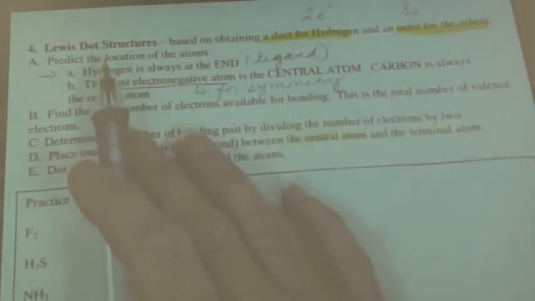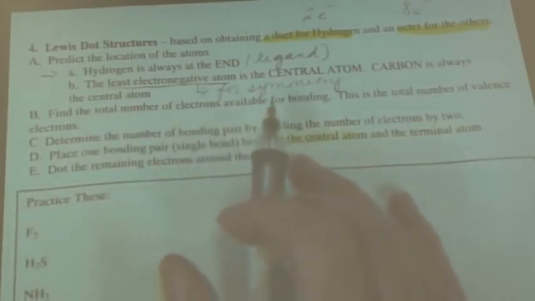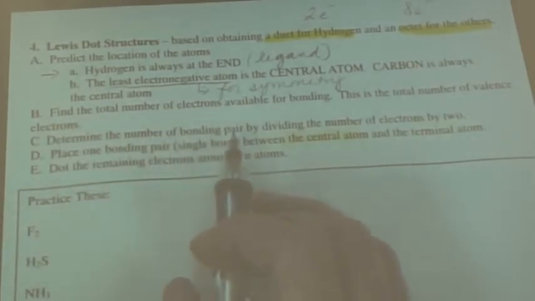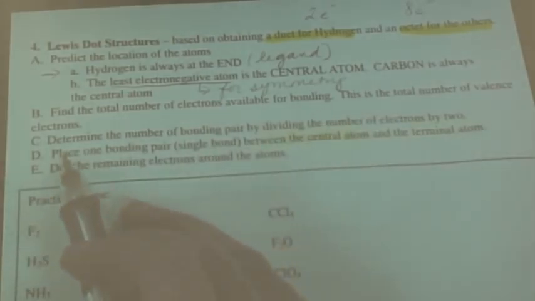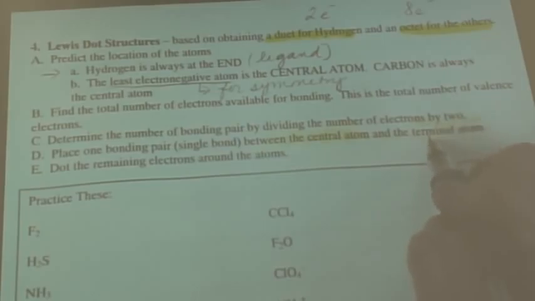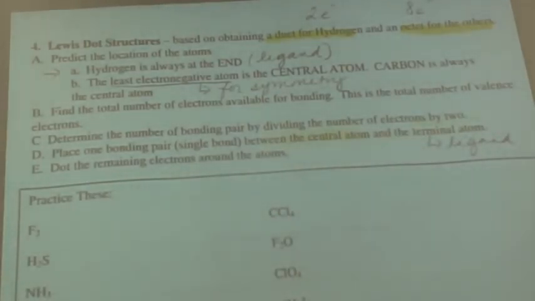So you've placed your atoms where you think they go in the molecule. You're going to find the total number of electrons available for bonding. That's the number of valence electrons. You're going to determine the number of bonding pairs by dividing the number of electrons by 2. You are going to place 1 bonding pair between the central atom and the terminal atoms. That's that fancy word ligand. And you are going to dot the remaining electrons around the atoms. I'm going to use a separate piece of paper. I suggest you do the same. You won't be able to pick all of these.